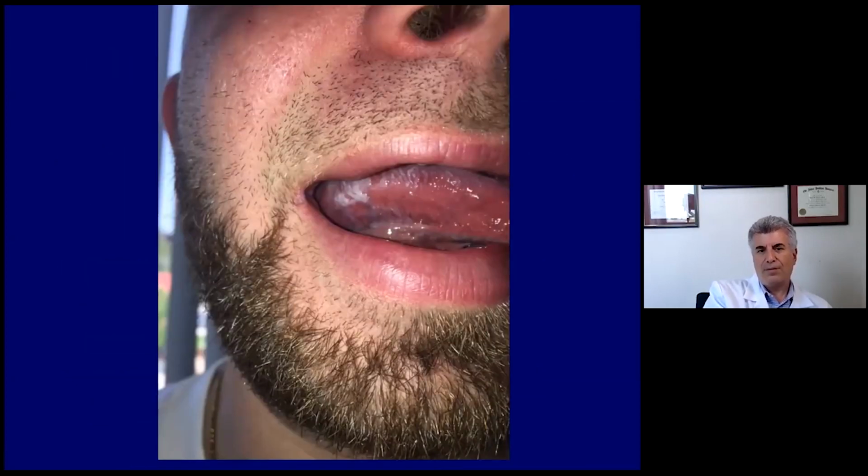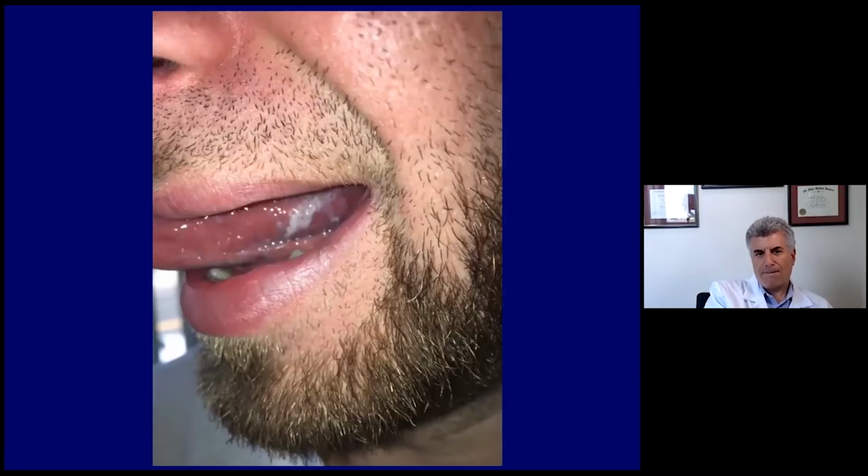Next slide. This is an image. So you can see this person is asymptomatic, but had this rash lesion at the side of the tongue. You try to scrape it off, but it wouldn't come off. And there's the other side. So it's bilateral.